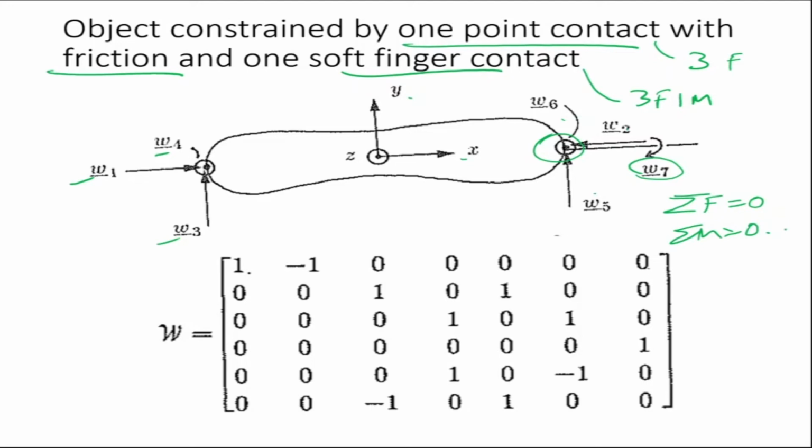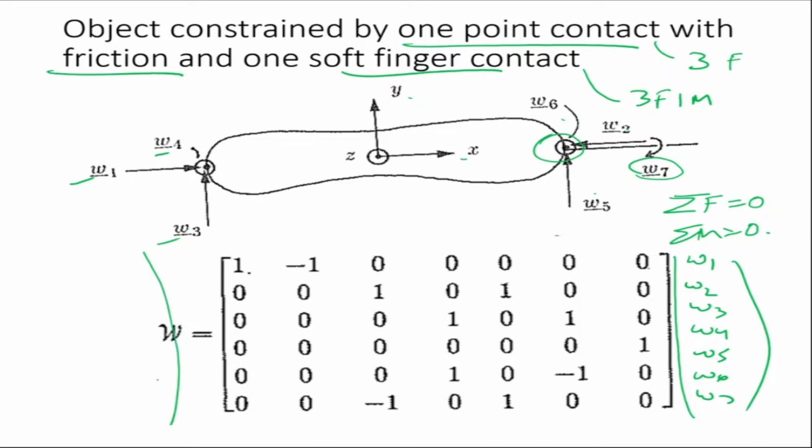Okay, that means I'm going to write forces in the x direction equal to 0. So this is my Fx. We are calling this W here. So W1, W2, W3, W4, 5, W6, and W7. And on this side we have Fx, Fy, Fz, Mx, My, Mz. This is in 3D. This is a 3D problem.